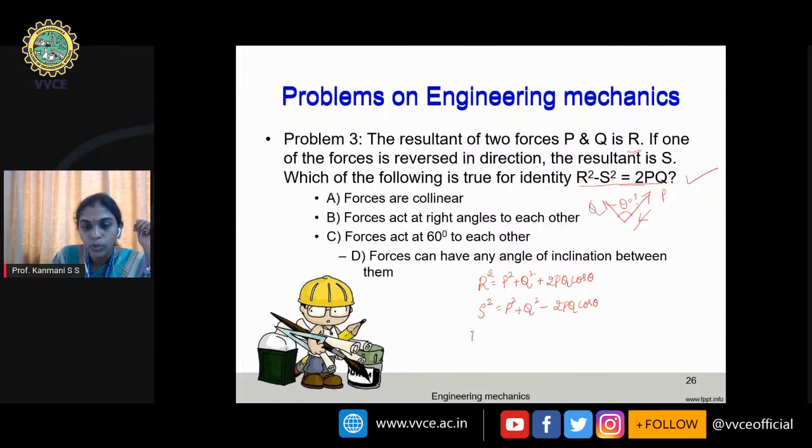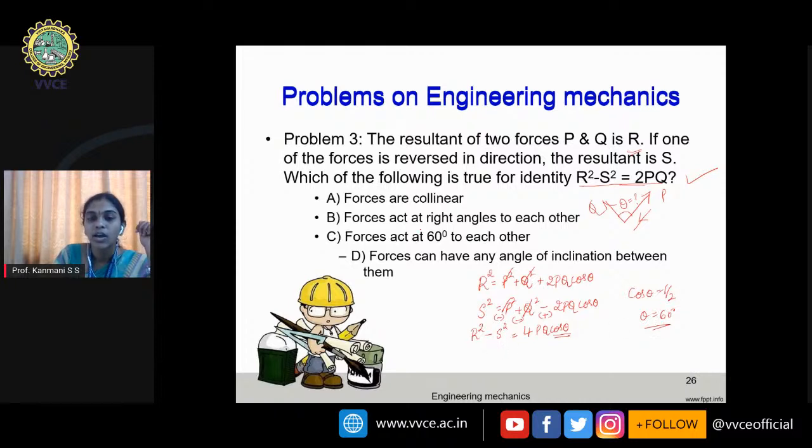Let us check. Now I'll do r square minus s square. If I do r square minus s square, this will become minus, minus, this will become plus. These two things will go. This will become 4pq cos theta. Okay, so 4pq is there, cos theta is also there. If I want to make this equal to 2pq, I have to make cos theta equal to half. To make cos theta equal to half, theta will become 60 degrees. Cos inverse of half is 60 degrees.